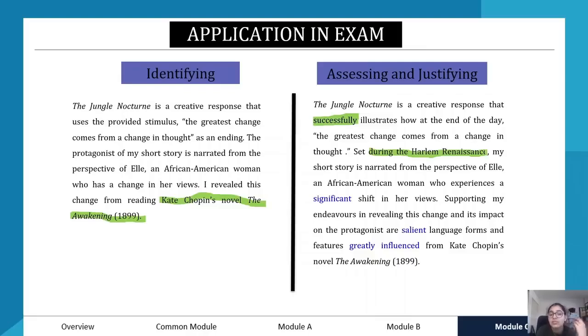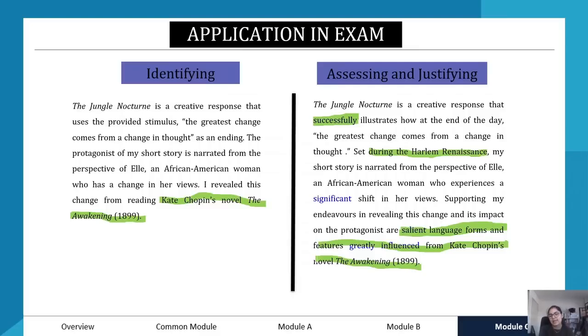Supporting my endeavors in revealing this change and its impact on the protagonist are salient language forms and features. That is so important. Greatly influenced from Kate Chopin's novel, The Awakening. So it's so important that you link back to how you use your prescribed text as an inspiration for your own writing.